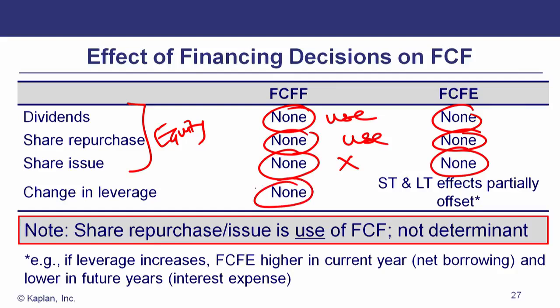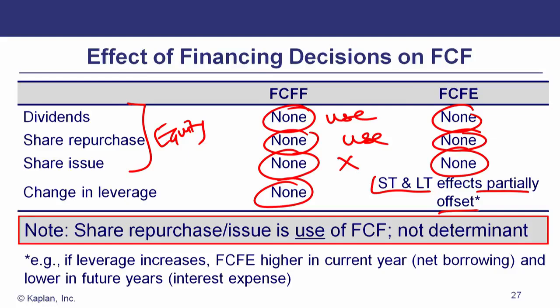But when it comes to FCFE, if you're borrowing more, remember you're adding it to FCFE as net borrowing. So if you increase your borrowing, your FCFE goes up. But the key to keep in mind is that the short-term and long-term impact offset, meaning the year in which you increase your borrowing, there is net borrowing being added. However, in subsequent years, in future years, what happens? Your interest expense will be higher.